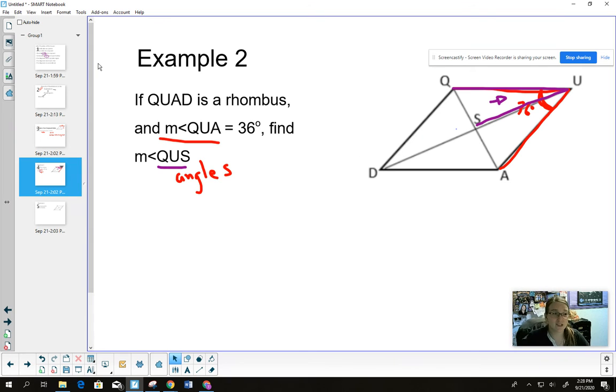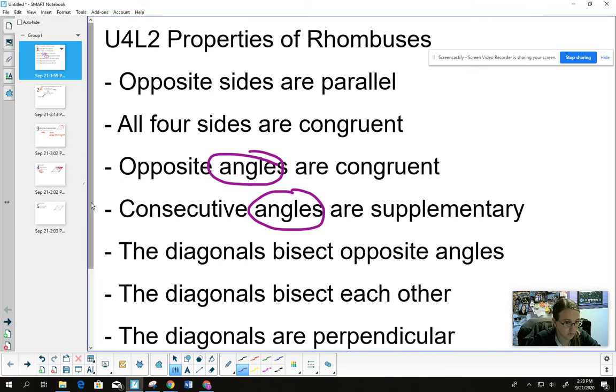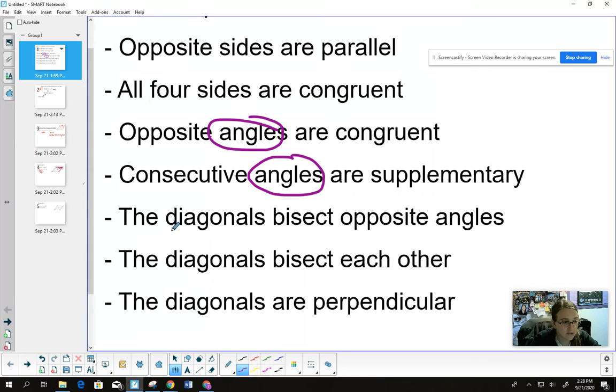Okay, so let's look back to our properties. We're finding any that are talking about angles. I've got a few here. I've got these two, but be careful. I also have, even though this one talks about diagonals, it does also talk about angles. So we got to be careful with this one. We have 1, 2, 3 properties about the angles.